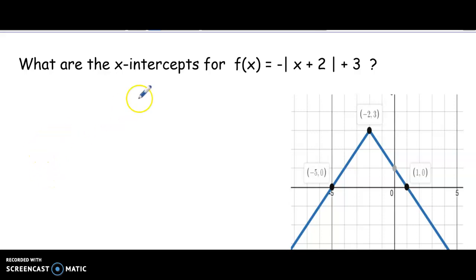What are the x-intercepts? That's where it crosses the x-axis. So I have 2 of them here. So it's x equals -5 and x equals 1. So those would be my 2 x-intercepts. And all I did was plug this into Desmos.